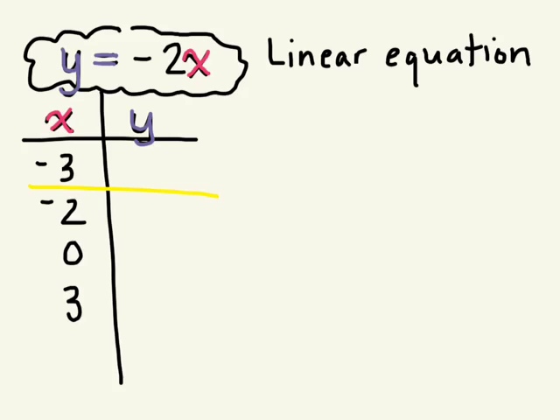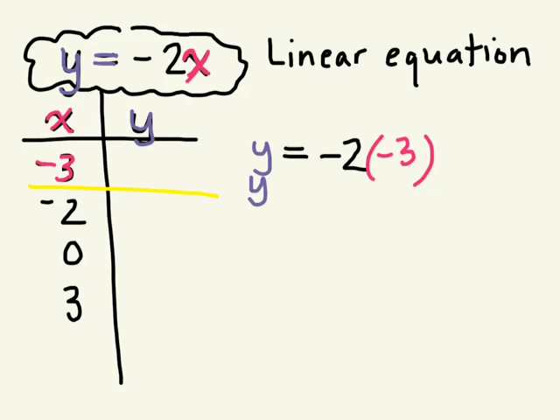So how would we find y? We'd have to do -2 times, because we know that when there's a number next to a variable, it means multiplication. We'll put that in brackets. We're replacing x with the first value of x, which in this case is -3. So y is equal to -2 times -3.